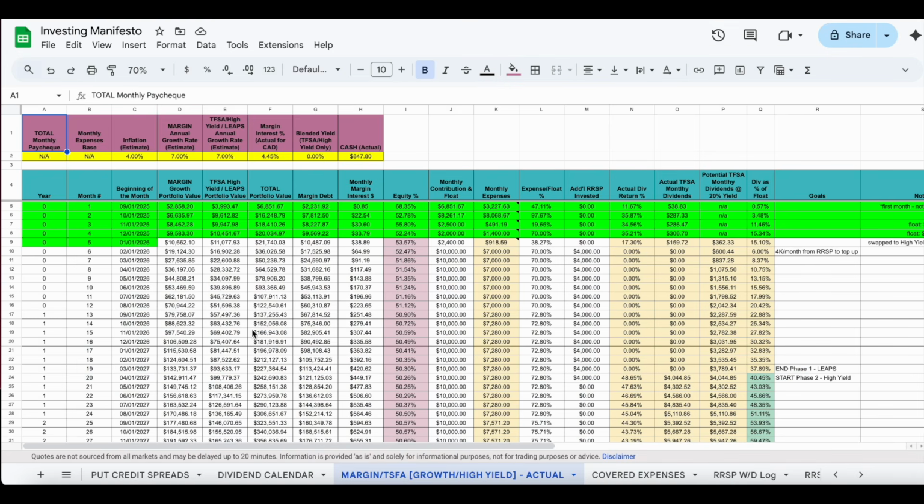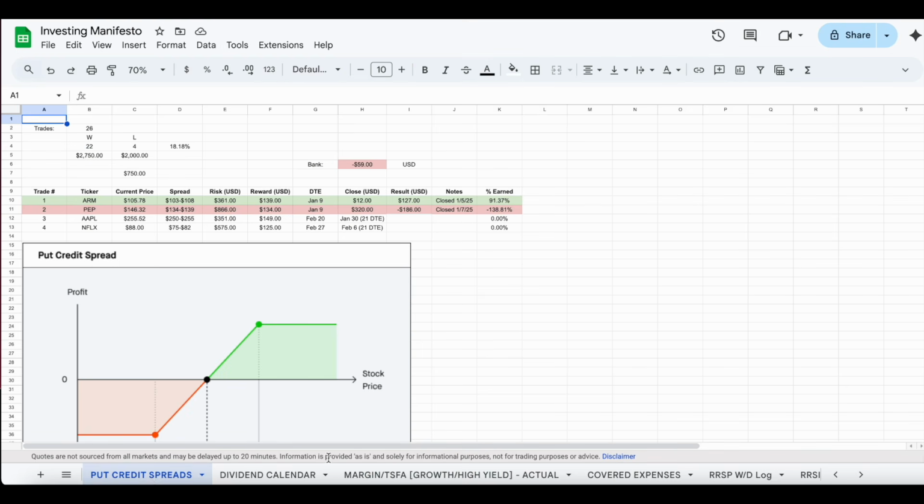So, now that you know how I've changed things up, these are my put credit spreads that I have on. That's a good thing I show you. So ARM, the first one I did, I ended up positive. $127 was the result of my premium. And then I did a Pepsi play, and Pepsi just kept going down, and I lost on that one. I had to close it out, $186. So the net is $59 down on the margin.